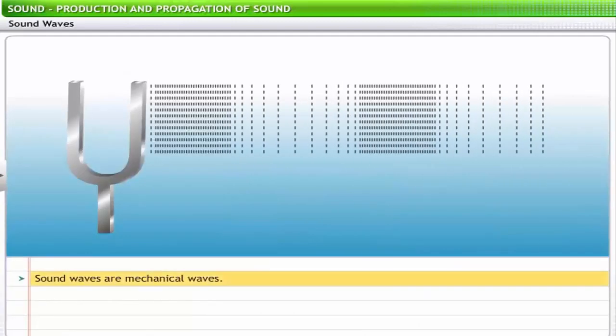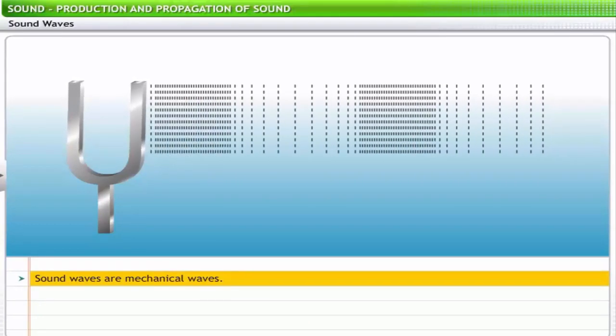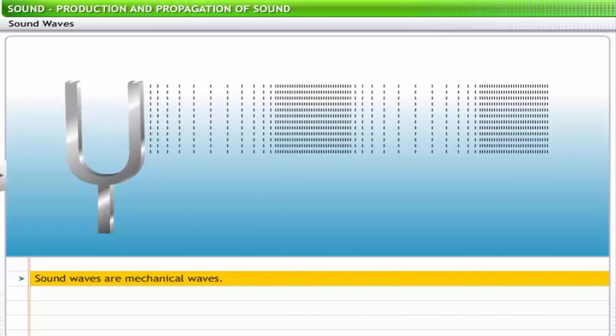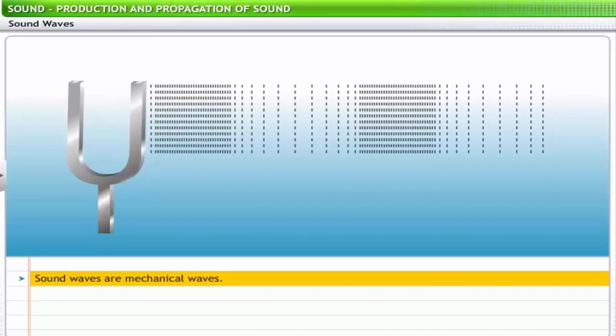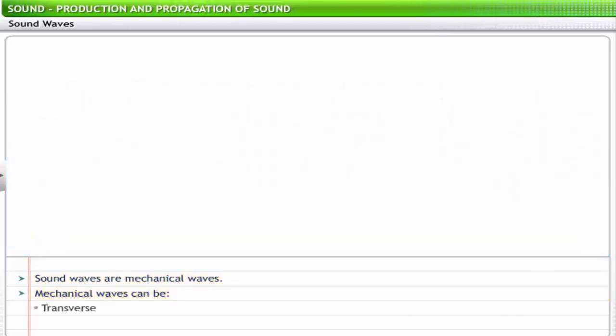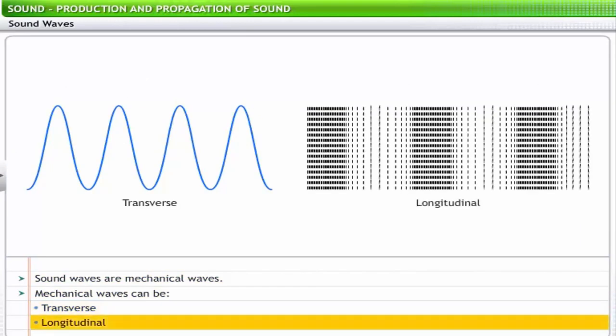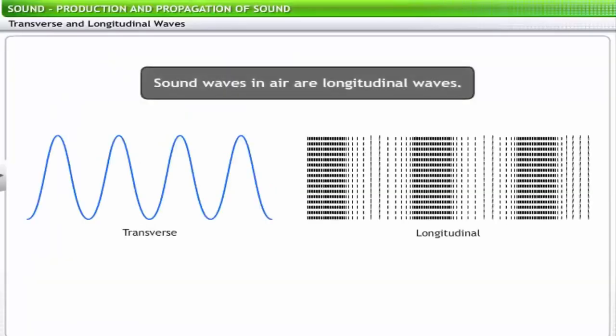As sound waves travel as disturbances propagated through air by a mechanism of particle-to-particle interaction, they are termed as mechanical waves. Mechanical waves require a material medium for their propagation. A mechanical wave can be a transverse wave or a longitudinal wave. Sound waves in air are longitudinal waves.